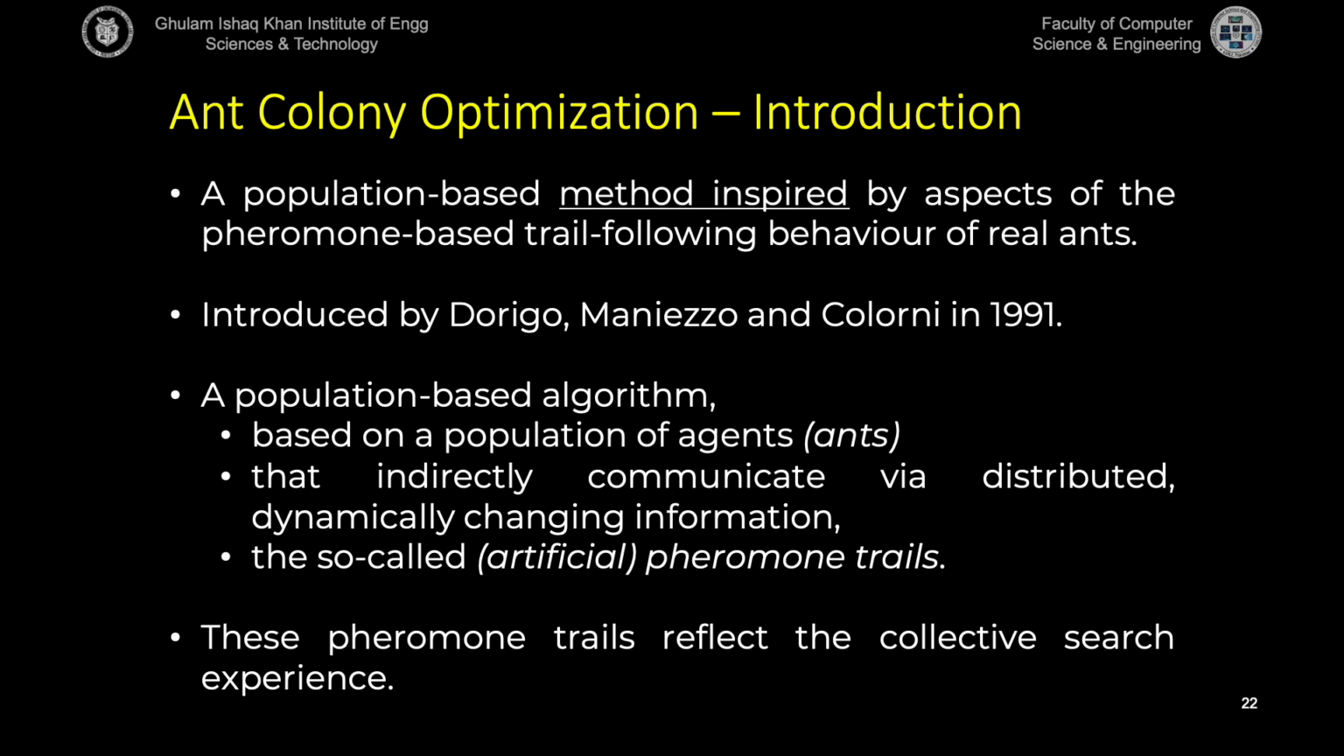ACO can be seen as a population based algorithm based on a population of agents, or ants in this case, that indirectly communicate via distributed, dynamically changing information, the so called artificial pheromone trails. These pheromone trails reflect the collective search experience and are exploited by the ants in their attempts to solve a given problem instance.